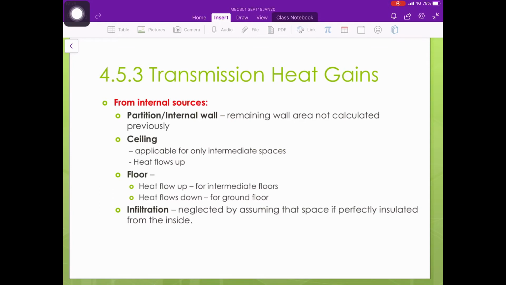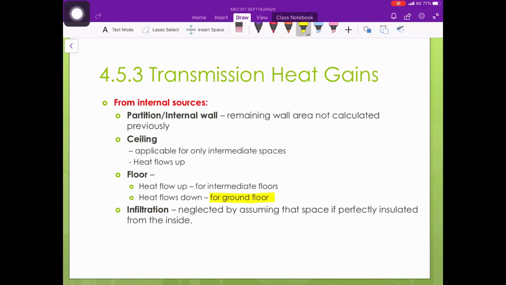Meanwhile, the transmission heat gain from the internal sources may be contributed by the partitions, internal walls, ceilings, and floors. Again, ceiling is only applicable for intermediate space. The terms heat flows up or heat flows down refer to the movement of heat based on the driving force of heat. We know that heat moves from a high temperature region to a low temperature region.